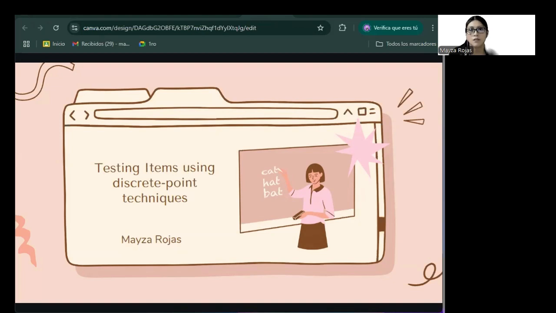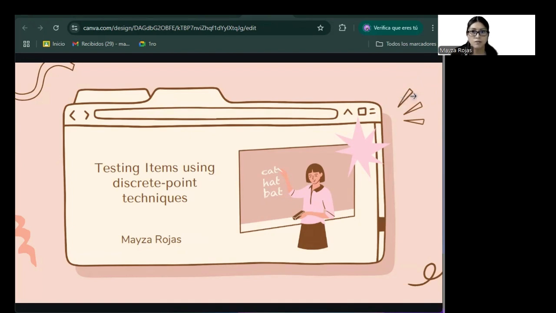Good evening, everyone. My name is Maisa, and today I'm going to present 5 different testing items based on discrete point techniques. These items are designed to assess grammar, vocabulary, and sentence structure using a family and friends unit.